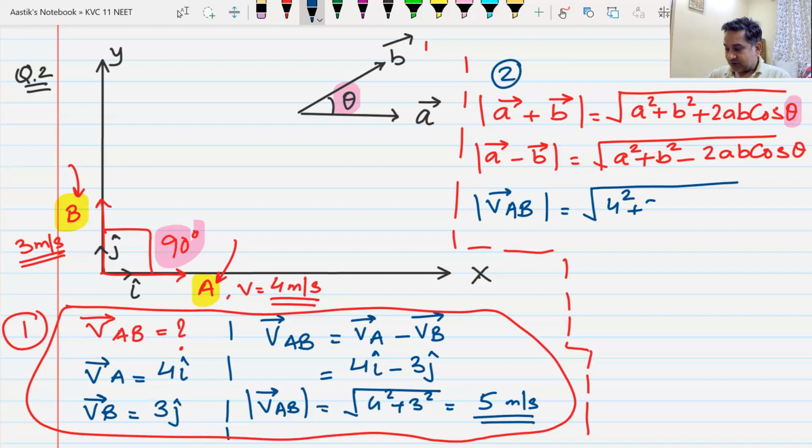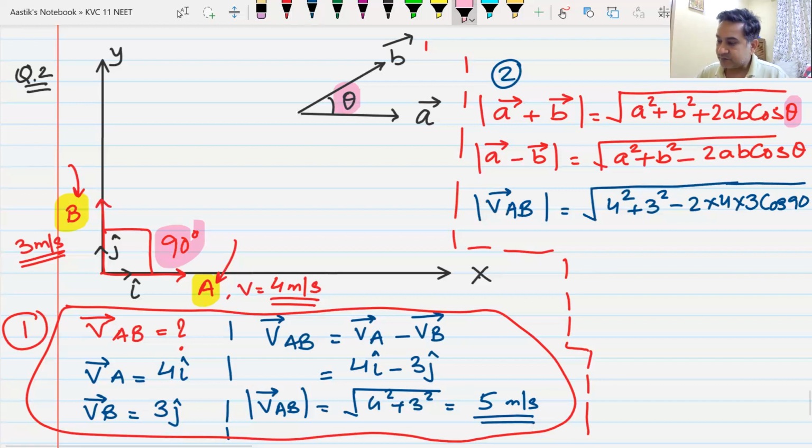B vector is 3, so 3 square, yes or no? Minus, because we have to subtract, not add. Do we understand this? We have to subtract, not add. Minus 2 into 4 into 3 into cos of 90 degrees. How much is cos of 90 degrees? 0. So you get the answer as 5.